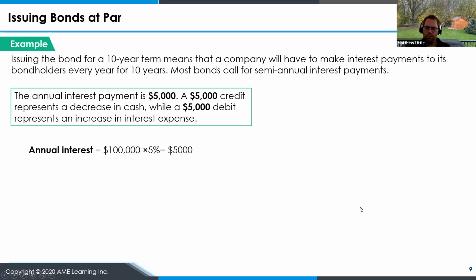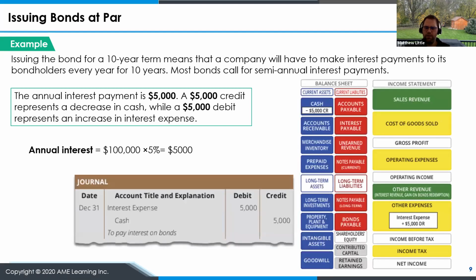So then what happens when we make interest payments over time? The idea is we would pay an annual interest based on what was agreed upon. Most bonds call for semi-annual interest where you would pay twice a year. But in this case, an annual interest payment would be $5,000. So we would have to pay cash each year of $5,000.